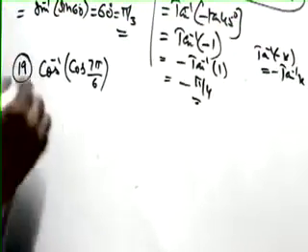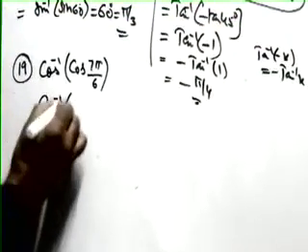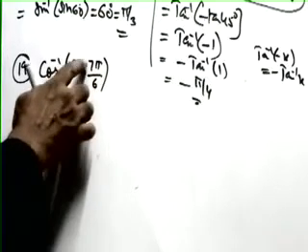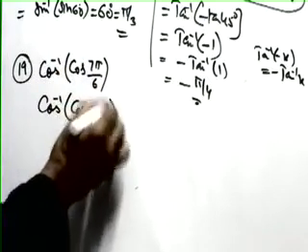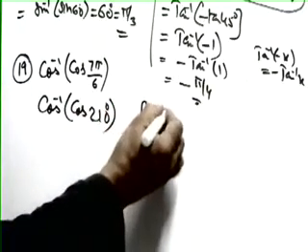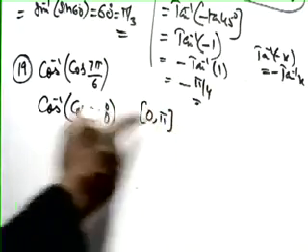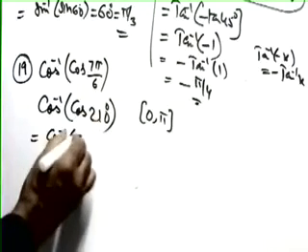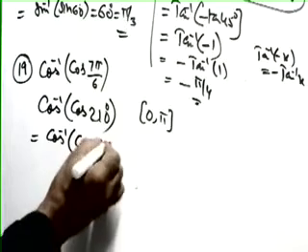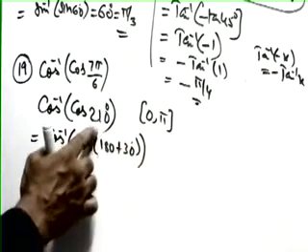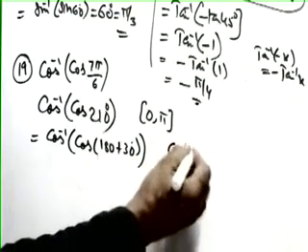Now you see here, one more question. Cos inverse of cos (7 pi by 6) is 30 into 7, which will be 210 degrees. But we have to change 210 because the principal value interval of cos inverse is 0 to pi, that is 0 to 180. So let me change this one. I'm writing cos inverse of cos, and we can write 180 plus 30, which is 210.